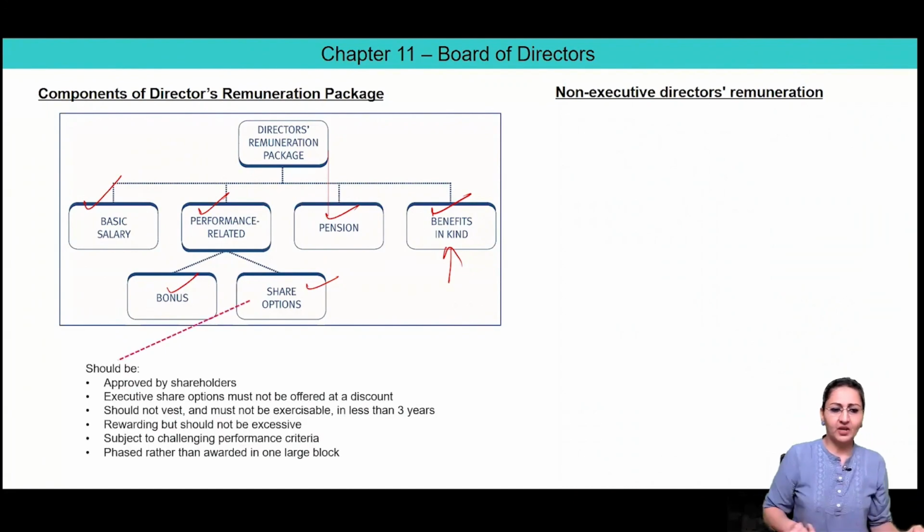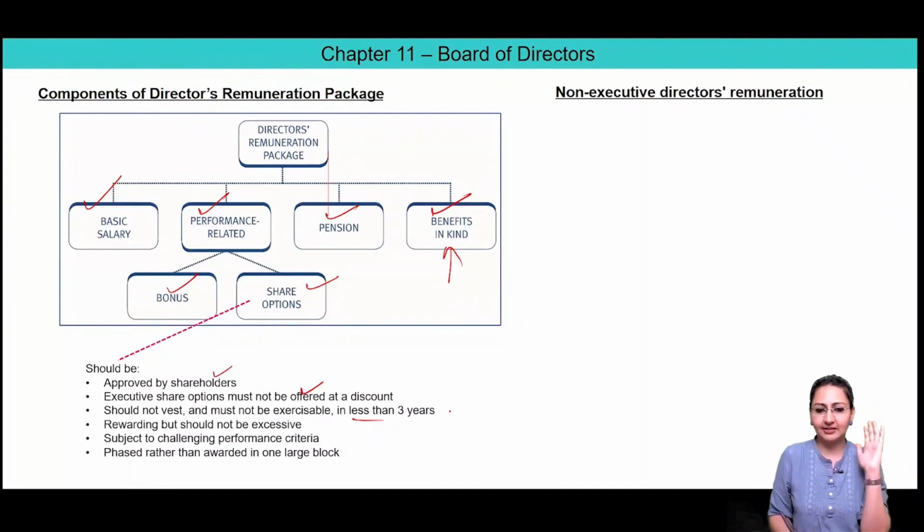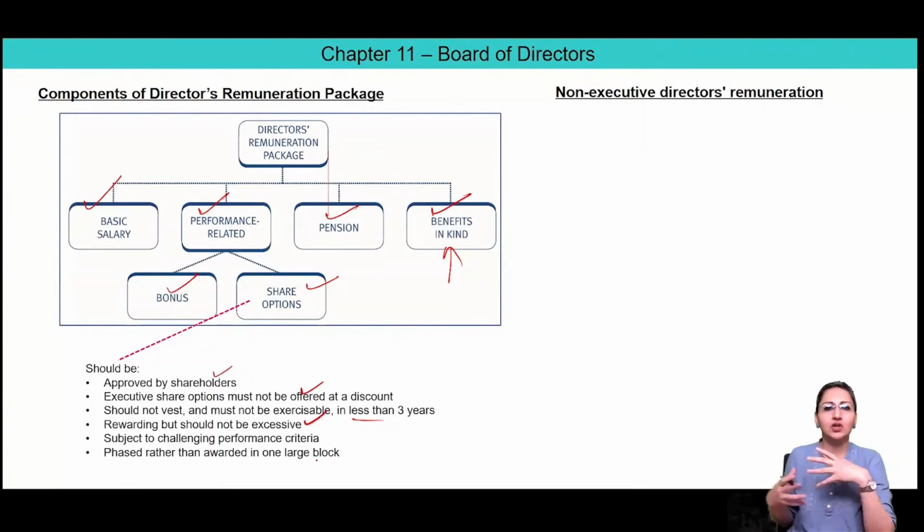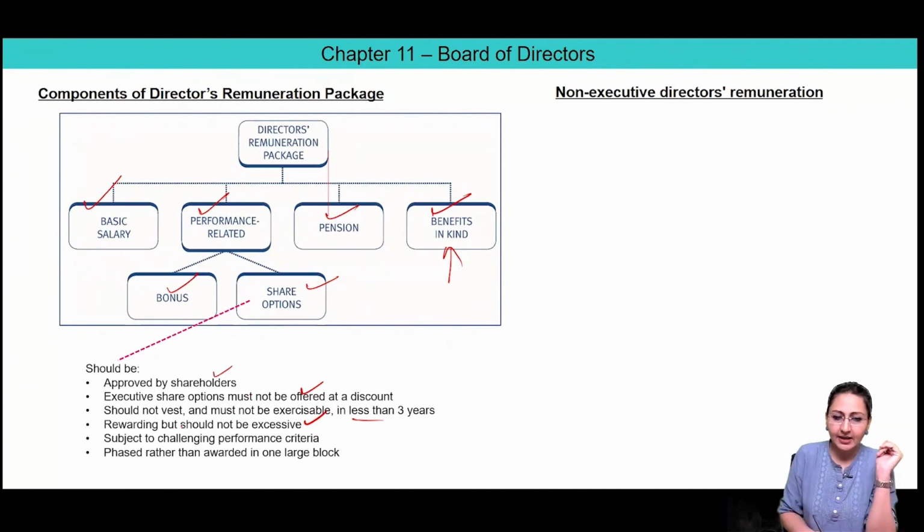Okay. Now, on share options, there are certain conditions when you are issuing share options to directors. Number one, they should be approved by the shareholders. They must not be offered at a discount. Then the vesting period should be at least 3 years, so that they stay with the company for at least 3 years. The remuneration or ESOPs must be rewarding, not excessive. Then they should have challenging performance criteria. They should not be given very easy targets, and then they should get this phased.